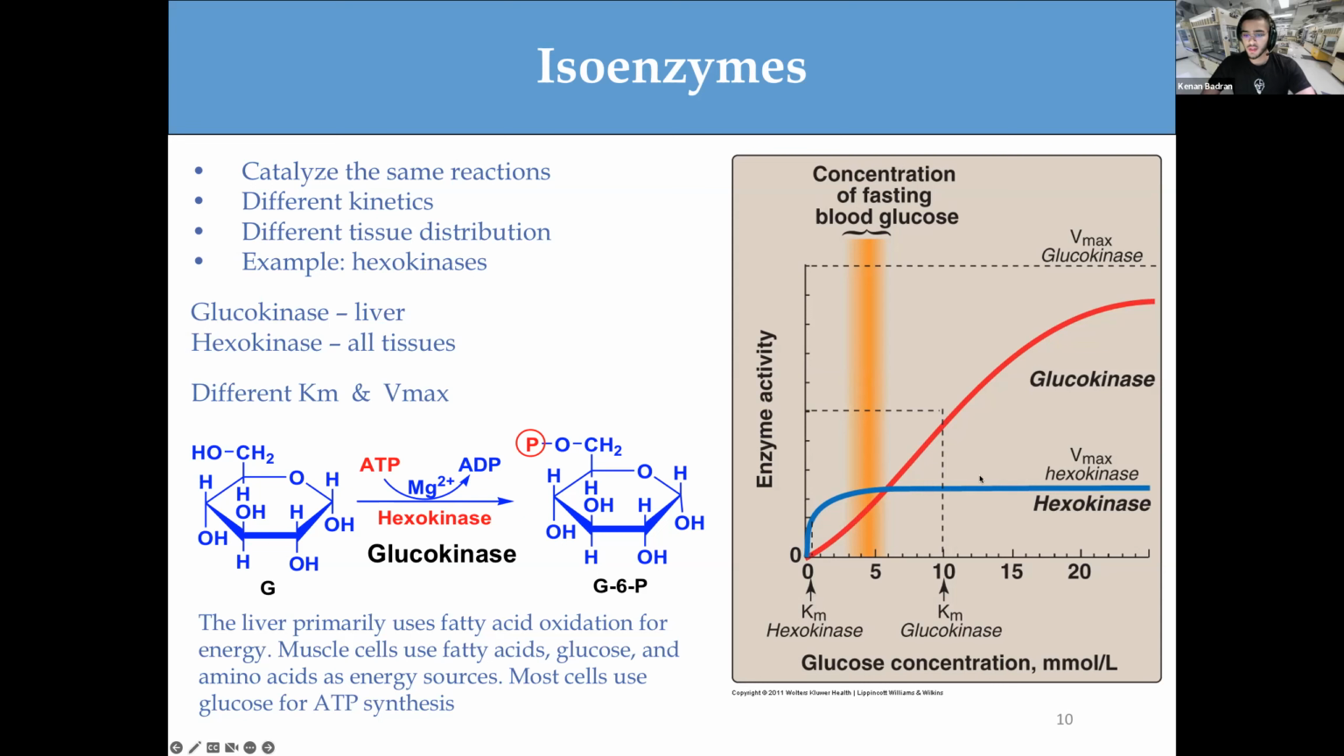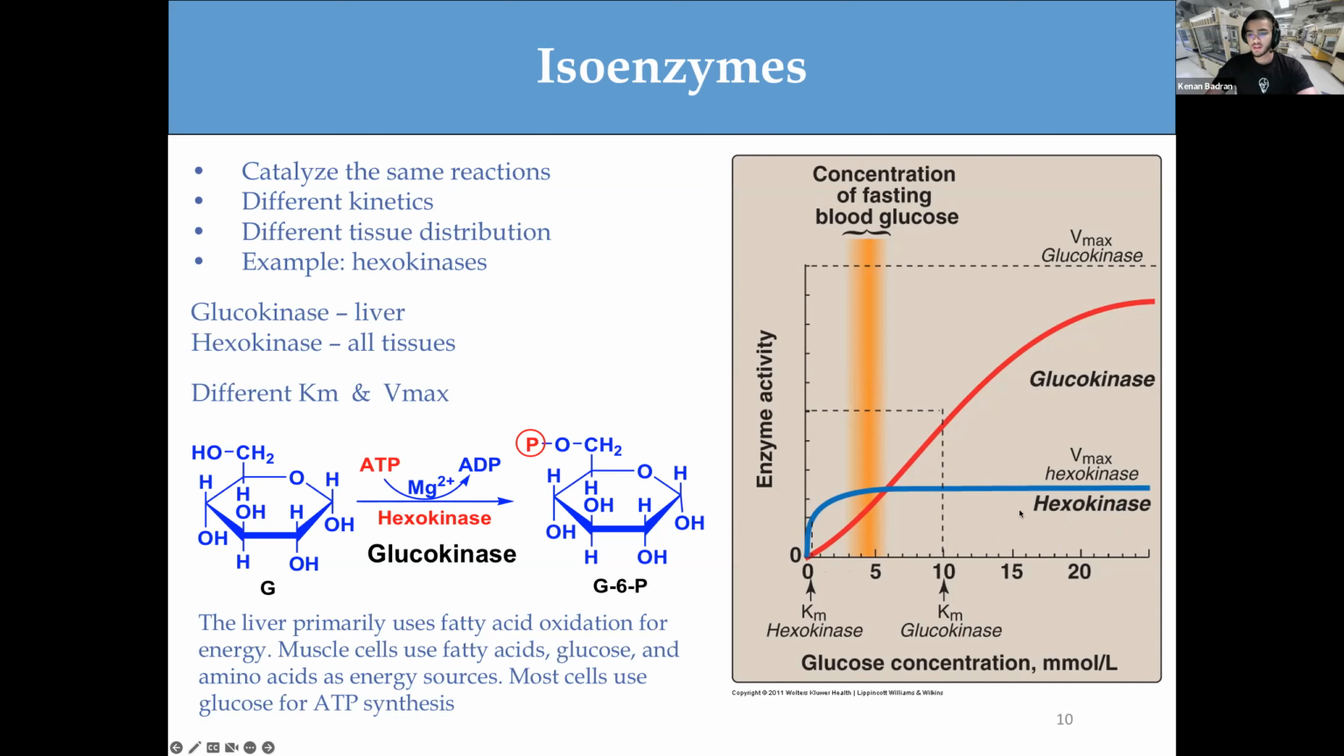You will notice here that hexokinase, at a very small glucose concentration, will start acting directly. This is what it basically means. These are both the same enzyme, the same function, but they have different kinetics due to different Km values. In this case, its affinity is much higher in hexokinase than glucokinase.